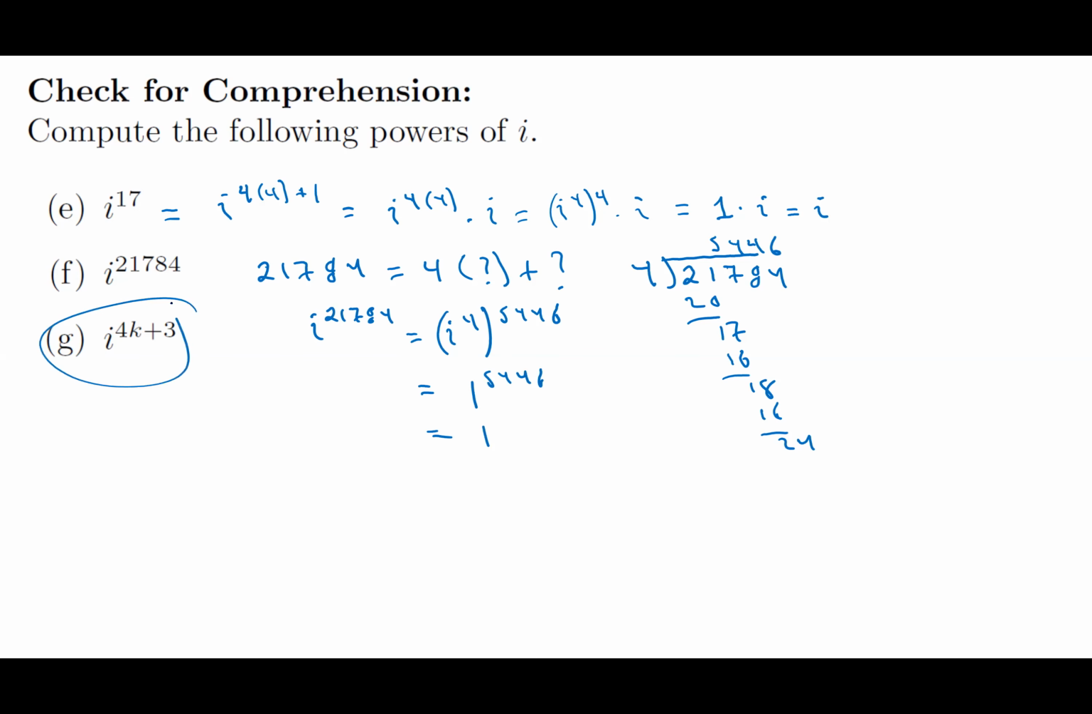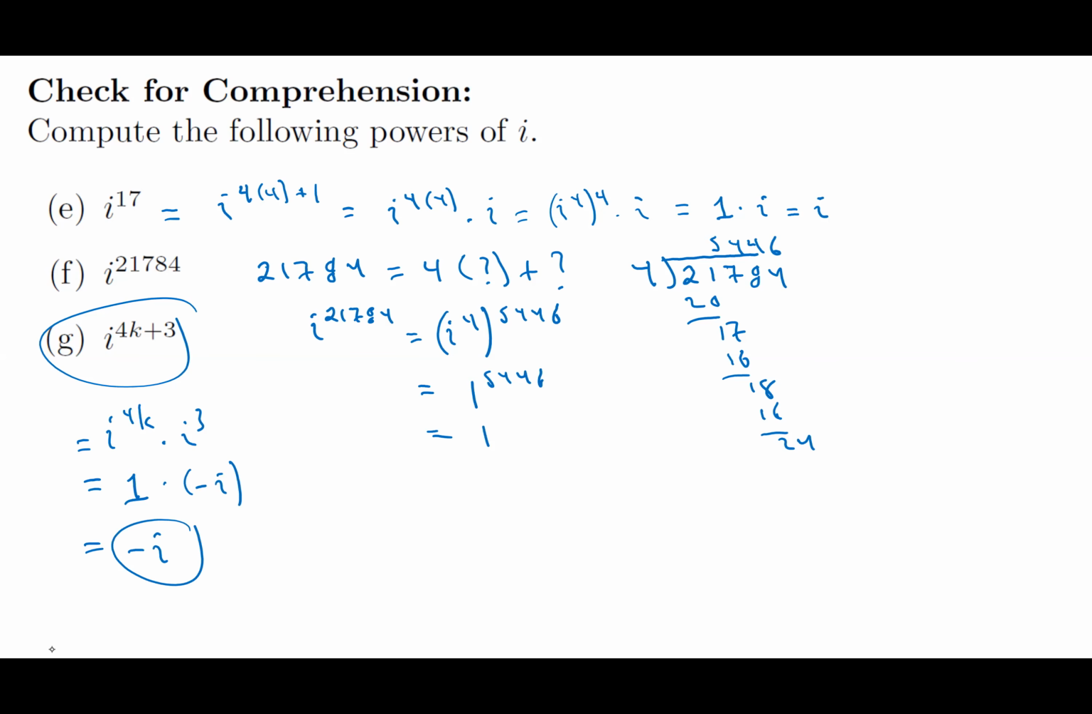Now, how about part G? i to the 4k plus 3. Well, we know that i to the 4k, any multiple of 4 in my exponent, is just going to give me 1. i to the 4th is 1, so 1 to the kth power is still going to be 1. And we know that i cubed is negative i. And so we get negative i, okay? So what's important to recognize here is that powers of i are going to be one of 4 different values: i, -1, negative i, or +1, okay?